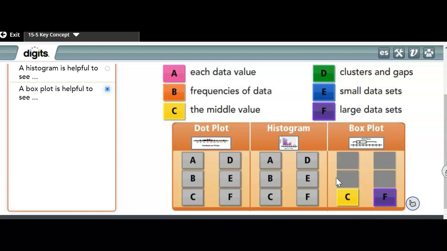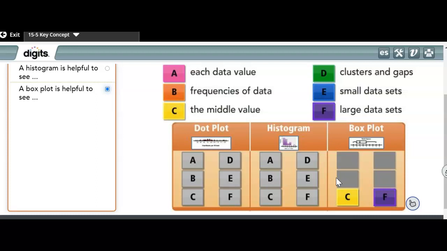So you said D, right? What do you think? Could you put D in for box plots? Does it show clusters or does it show gaps? It might not show exactly a cluster of answers or a gap in between certain numbers, but how could it show a cluster or a gap in a box plot? How could you identify a cluster or a gap in a box plot?